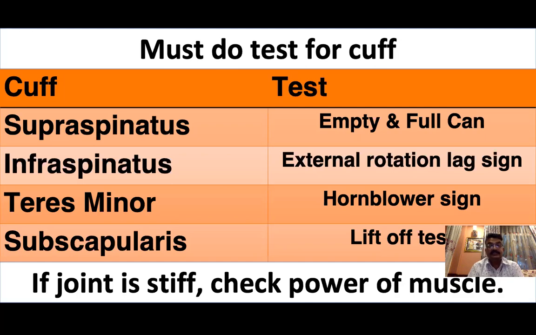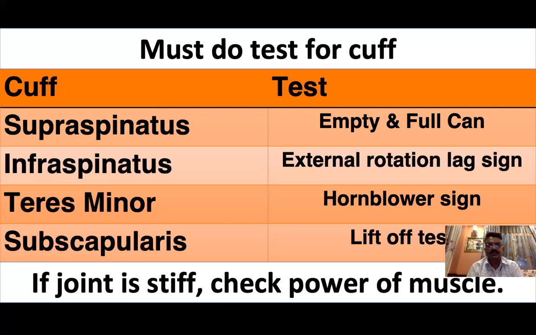But as I say, 60% of the rotator cuff patients come with stiffness of the shoulder. And all these special tests require a fair degree of movement of the shoulder. So if the joint is stiff, we must still check the power of these muscles. And to check the power of these muscles, the shoulder has to be pain-free, either by physiotherapy, where you have made the shoulder pain-free, or you have given a subacromial injection so that the patient is experiencing less pain. So that is how you can actually assess.